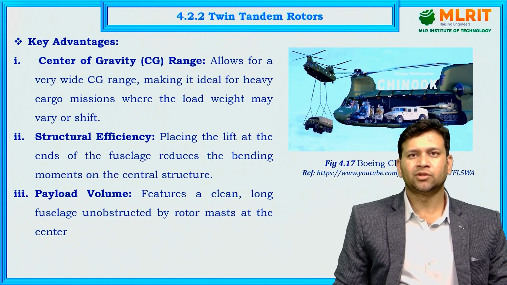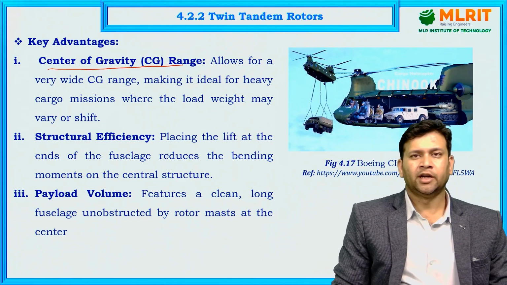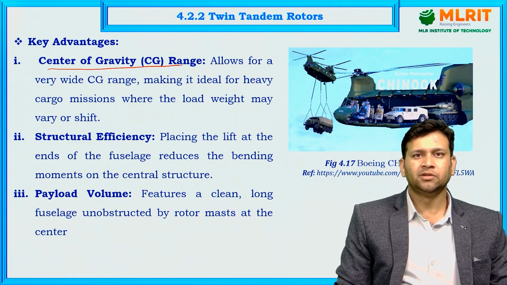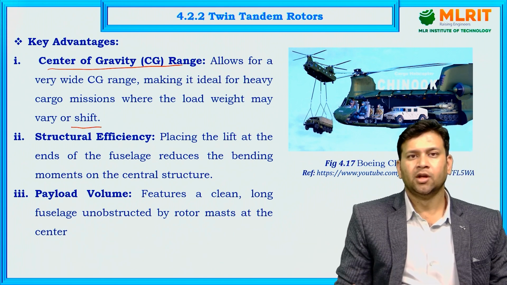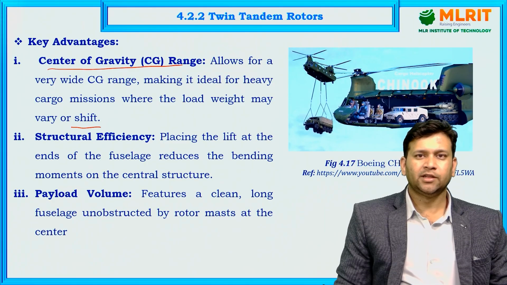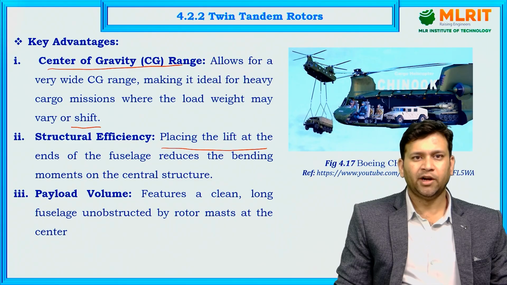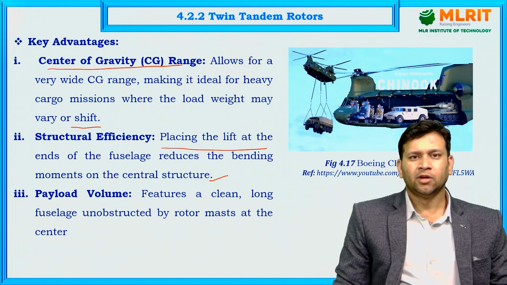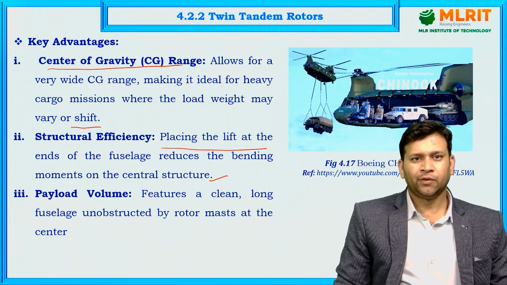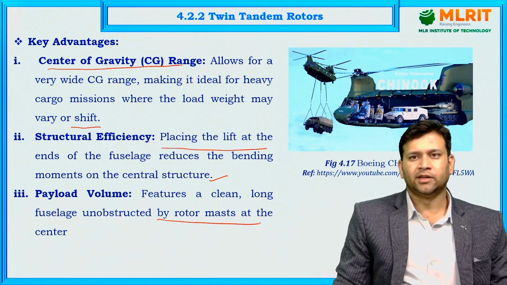The key advantages of using twin tandem rotors are the CG range. It allows for a very wide CG range, making it ideal for heavy cargo missions where the load weight may vary or shift. Structural efficiency: placing the lift at the ends of the fuselage reduces the bending moments on the central structure. Payload volume: it features a clean, long fuselage unobstructed by rotor masts at the center.